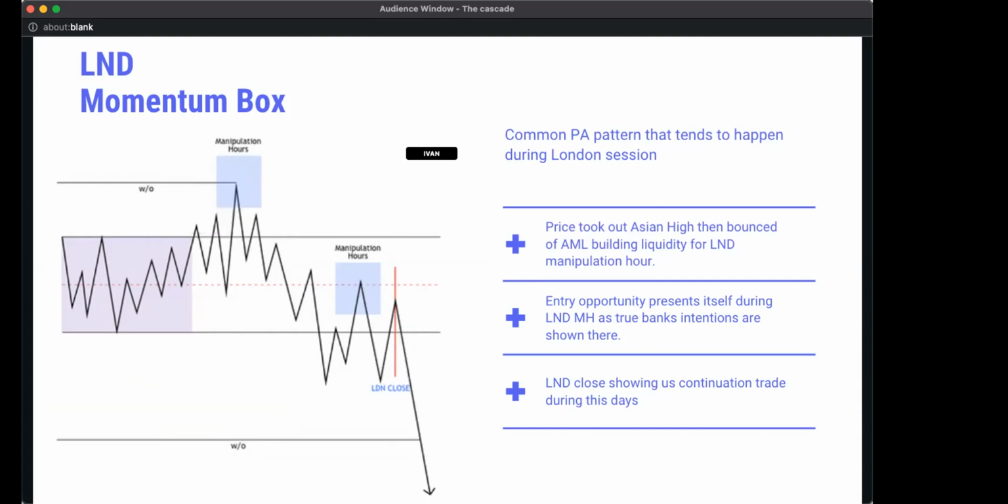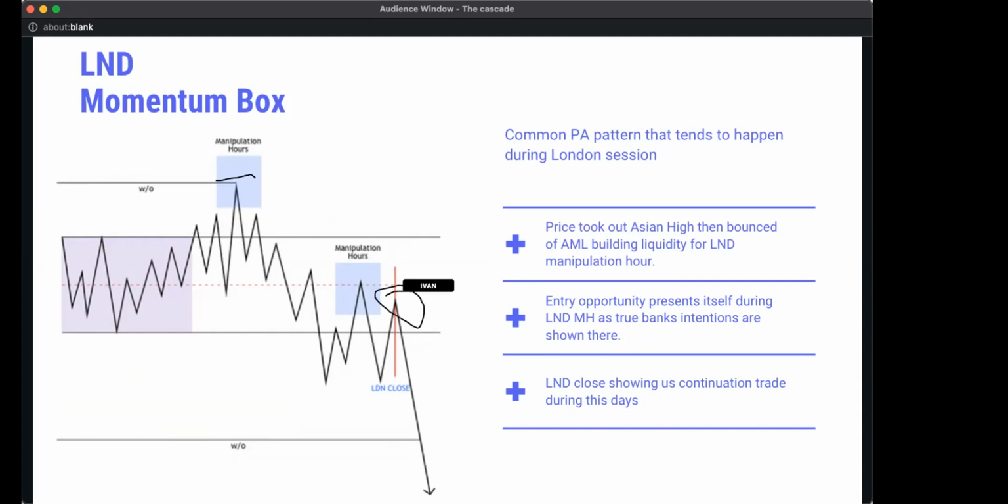Okay, it doesn't necessarily have to happen. New York doesn't necessarily have to take this high today. It can be in the future sometime. Okay, I'll show you on TradingView how it works when we zoom out.